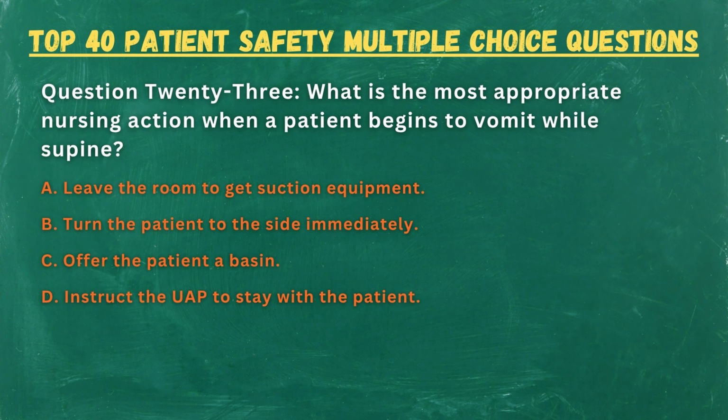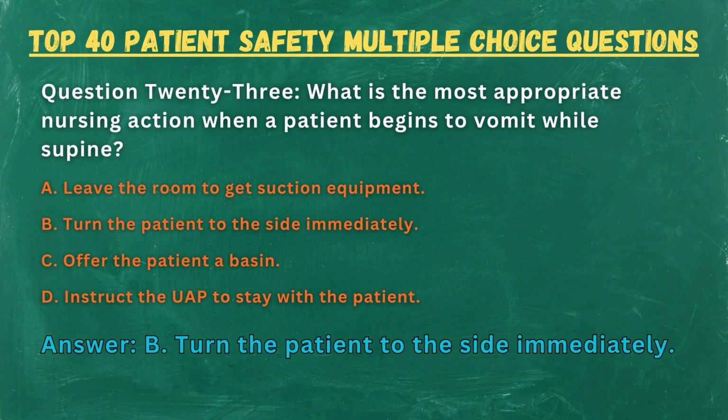Question 23. What is the most appropriate nursing action when a patient begins to vomit while supine? A. Leave the room to get suction equipment. B. Turn the patient to the side immediately. C. Offer the patient a basin. D. Instruct the UAP to stay with the patient. Answer: B. Turn the patient to the side immediately.